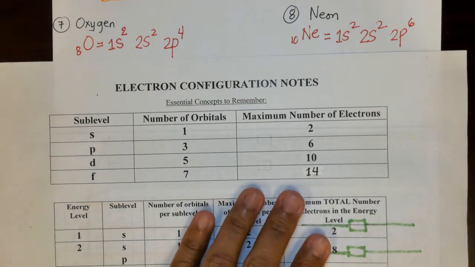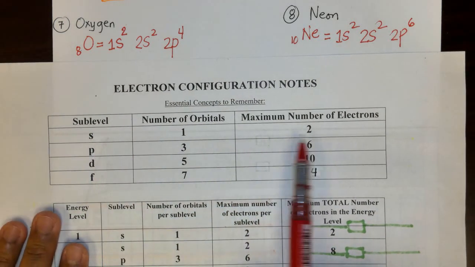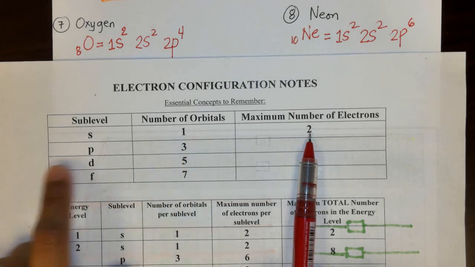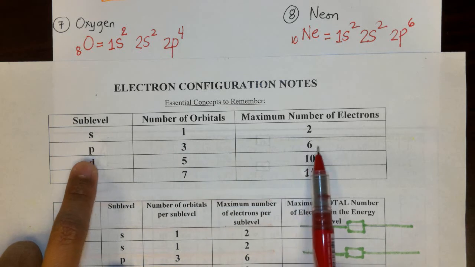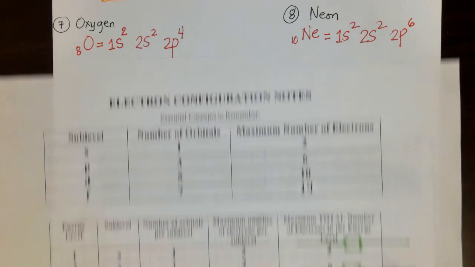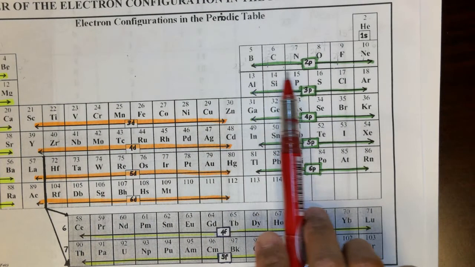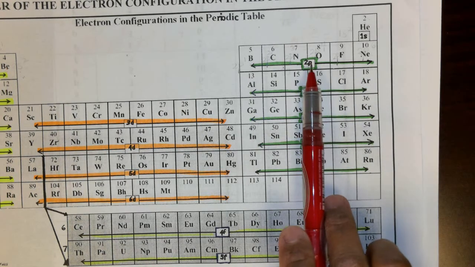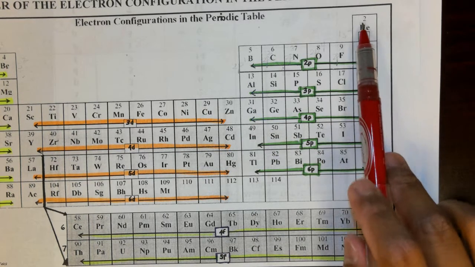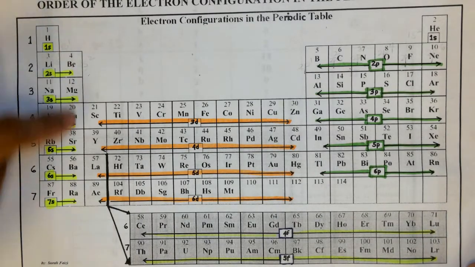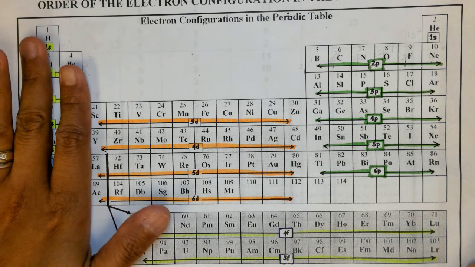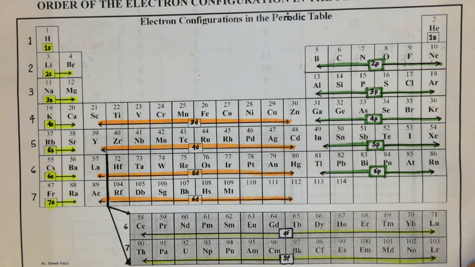If you look at this before, the maximum number of electrons for the S is a 2 because it has only one room, one orbital. For the P, there were 3 rooms, so therefore the maximum number of electrons is a 6. So that's why in the periodic table, there are also 6 columns for all the P. And for the S, it's only 2 columns. Why 2 columns? Because the maximum for the S is just 2 for the 1 orbital.